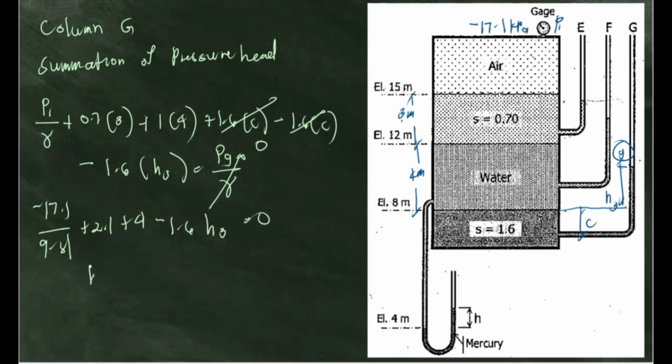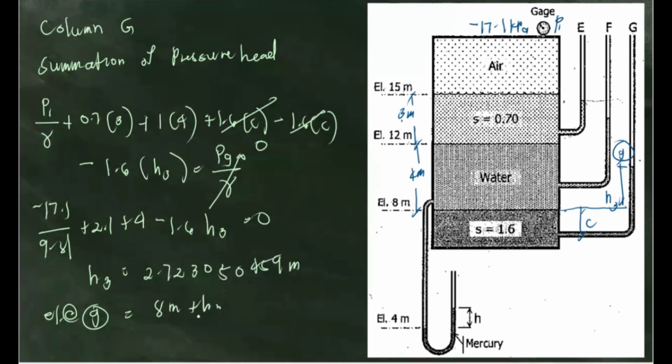So ang ating H sub 3 ay equal sa 2.723 meters, o 2.72305, 0.459 meters. So para malaman natin yung elevation at G na point, this will be equal to 8 meters plus H sub 3, or this will give us a value na 10.72305059 meters. Okay? So, yun yung sagot para sa ating problem.